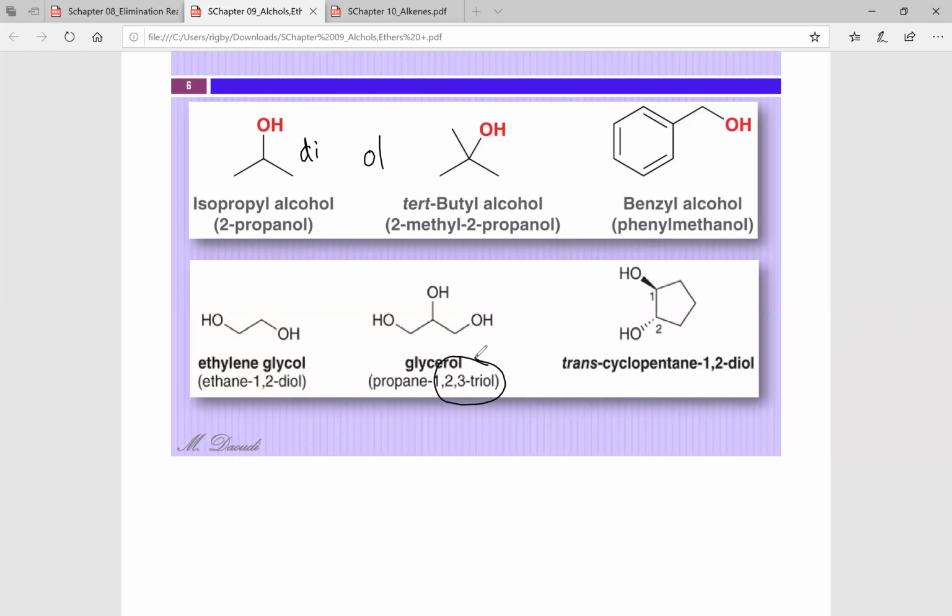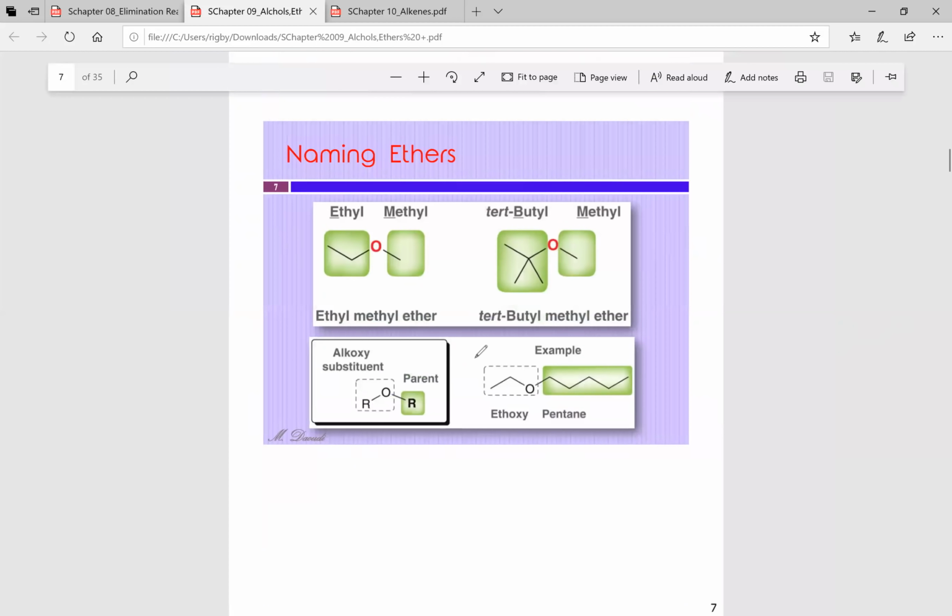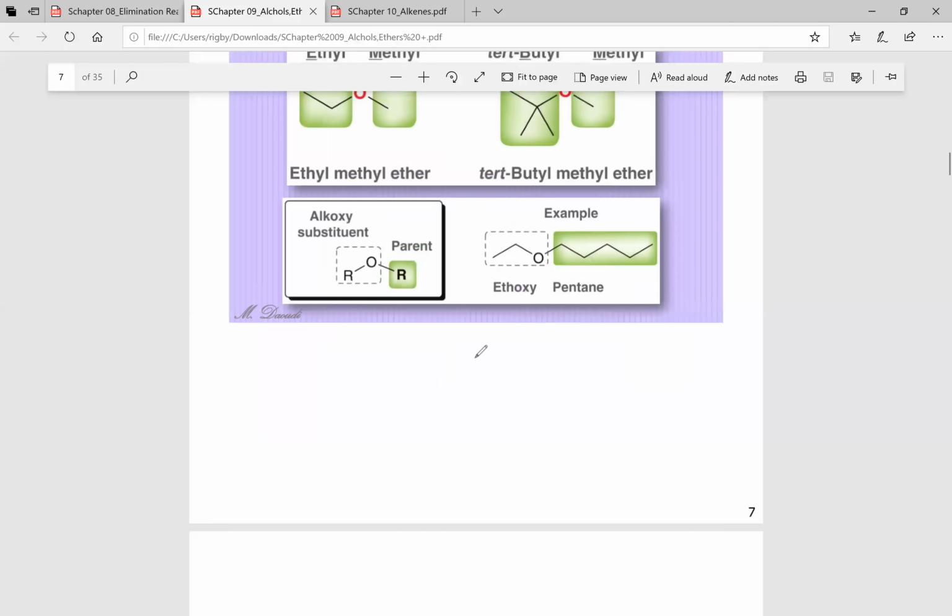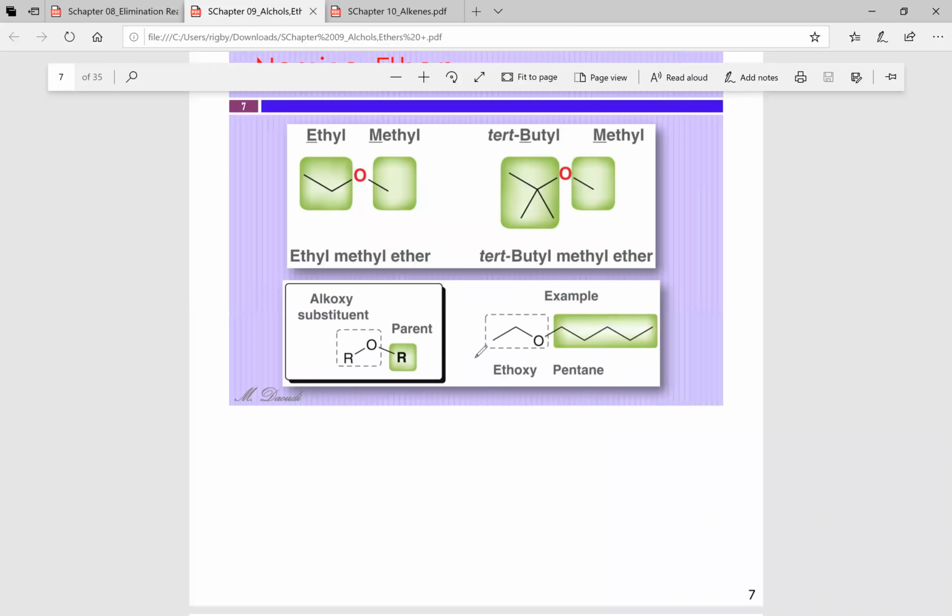And so then these are just more examples. I kind of want to get into more reactions soon, but let's just continue with the naming. So when we're naming ethers, there are a few different ways that we can name them.